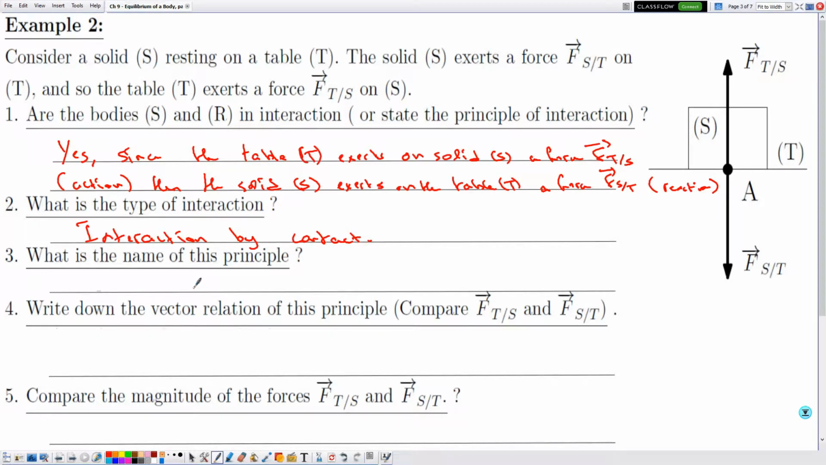Then they are asking me about the name of this principle. We know that the name of this principle is the principle of interaction. Then they are telling me to write down the vector relation of this principle. Since we are concerned about this principle, as a title, we always write according to the principle of interaction.